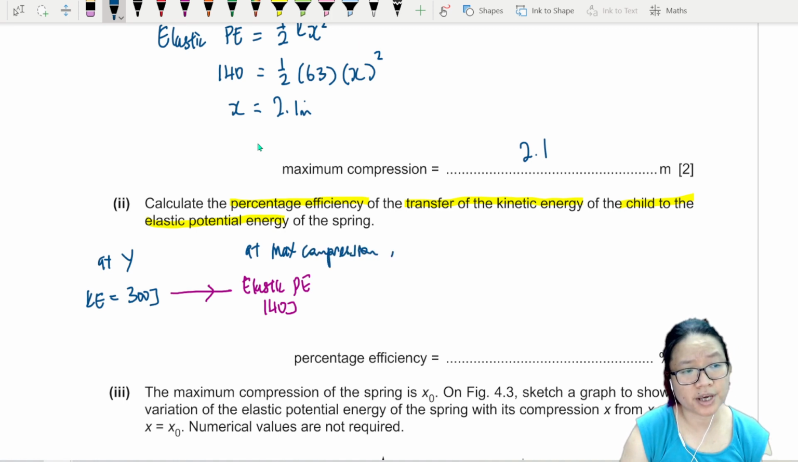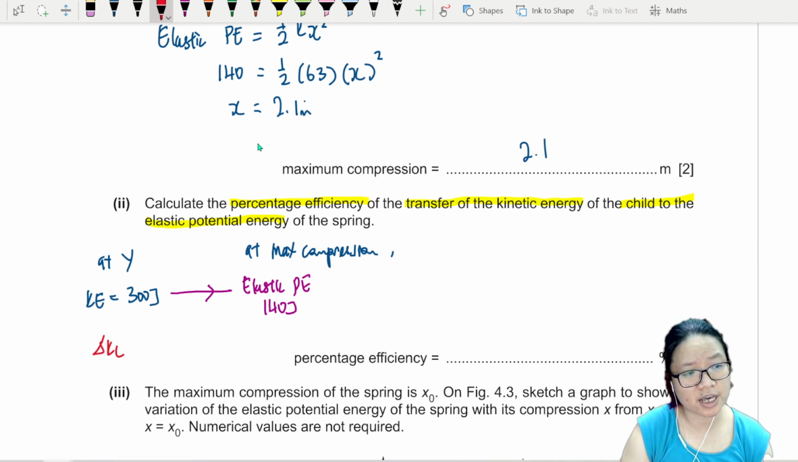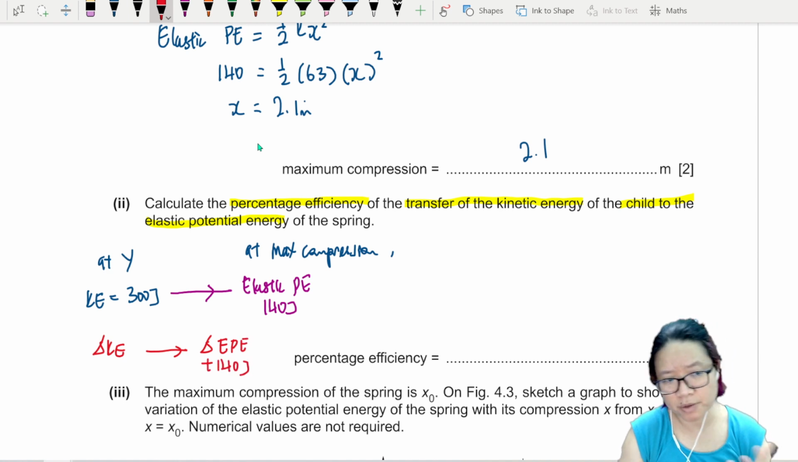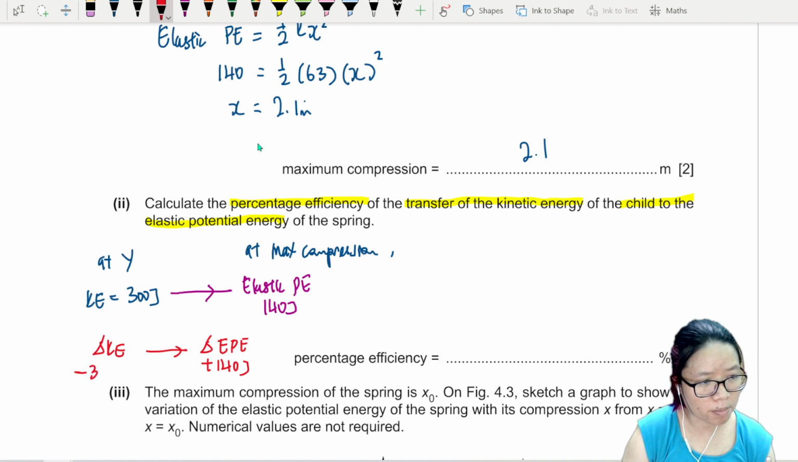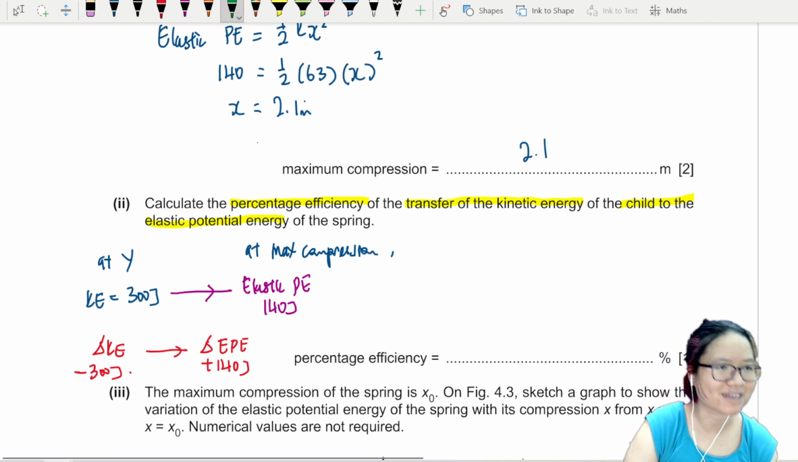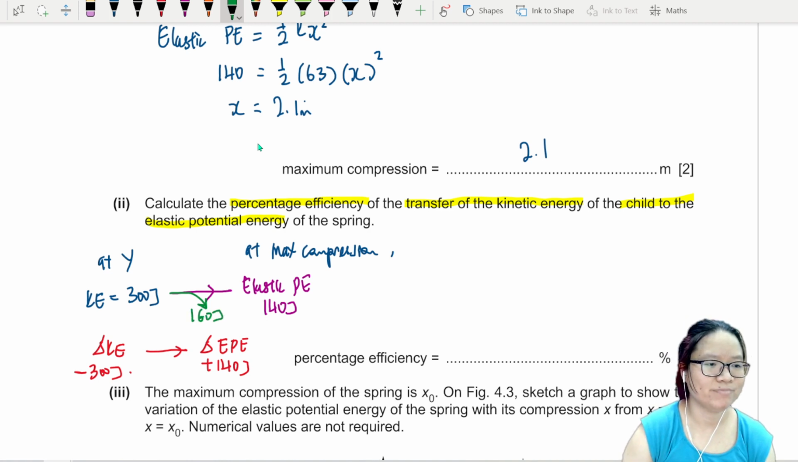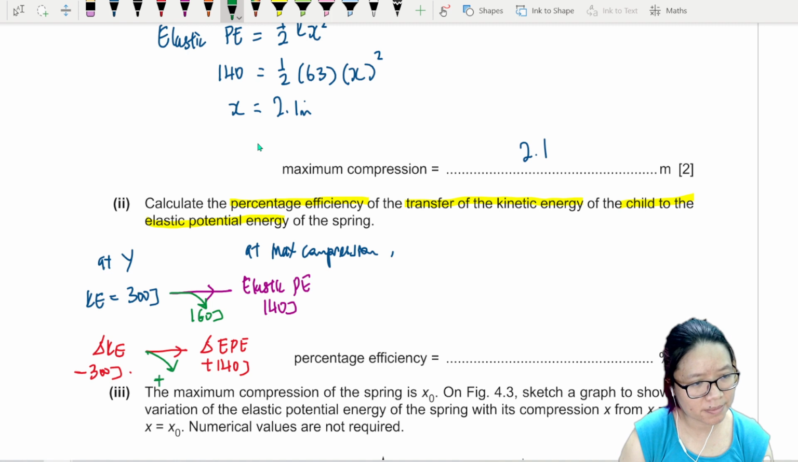So I can write it this way if I don't want the negative sign, or I could just say change in KE converted to change in elastic PE. Elastic PE rise by 140. KE drop by 300. Wait a minute, there is missing energy. Correct. Heat, blame friction again. Friction will suck away 160 joule.